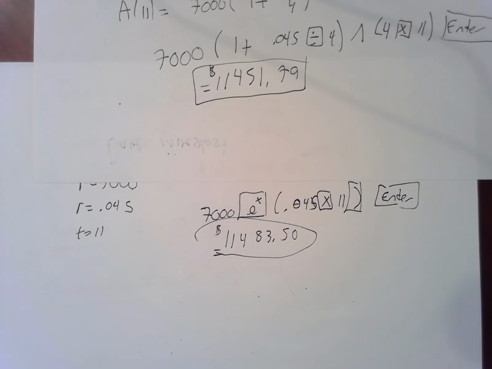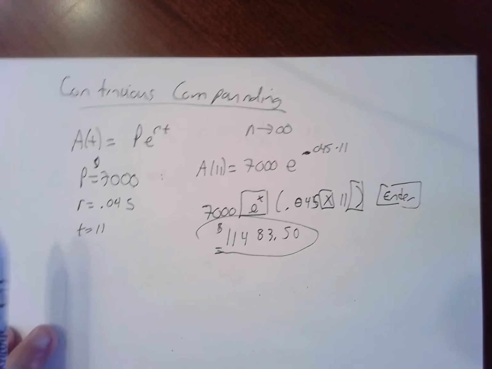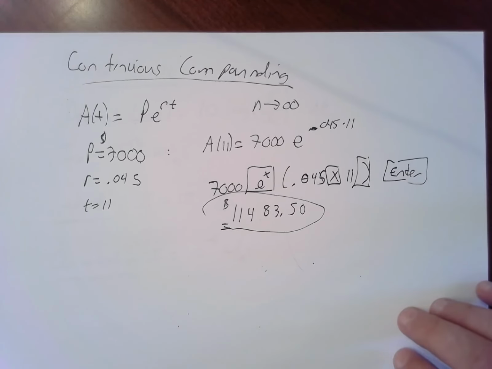Compound interest is kind of a scam. What matters is not how often they compound. What matters is the interest rate. The interest rate makes more of a difference than any number of compounding.